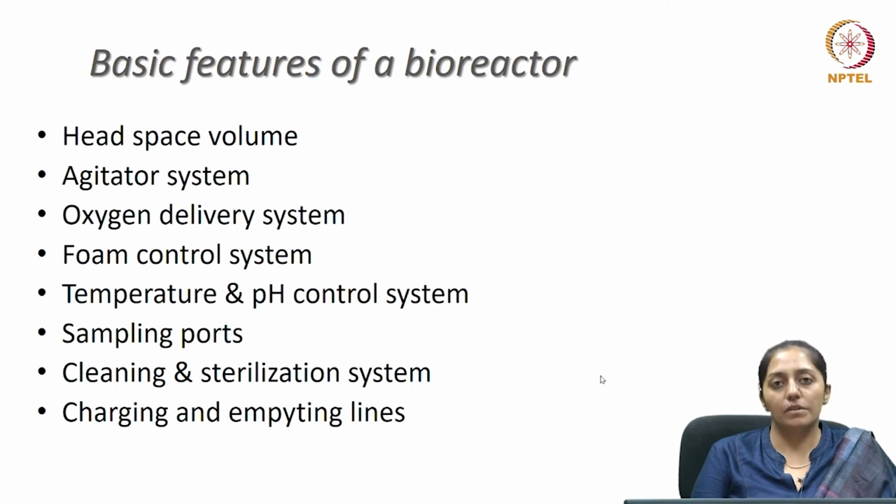Temperature and pH control systems: in order to enable control of the parameters at their optimum values, you need to have detecting systems and then controlling systems. So, this involves temperature and pH as two crucial parameters which are measured and are also controlled.